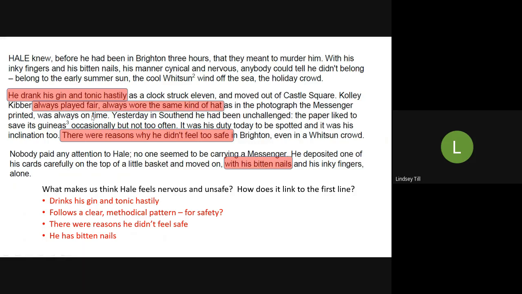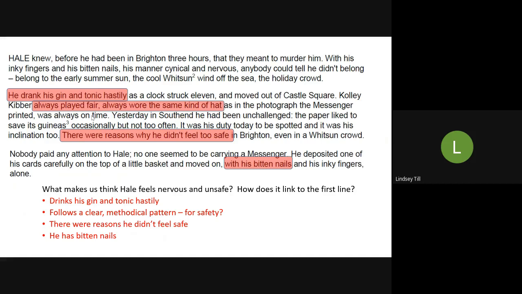So, he drank his gin and tonic hastily. While he's drinking his gin and tonic hastily, it makes me think that he's drinking perhaps because he's nervous, that he needs to calm his nerves. And also the adverb hastily is doing it quickly. Is he on the run from somewhere? Has he got to keep moving?